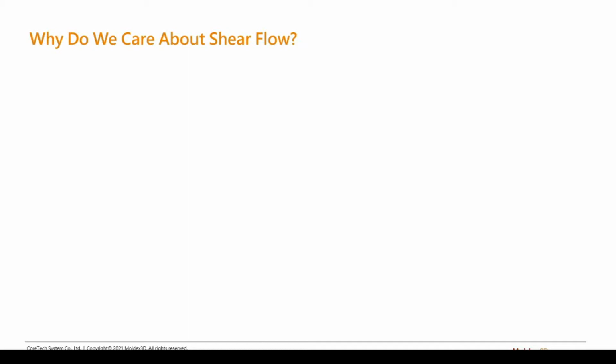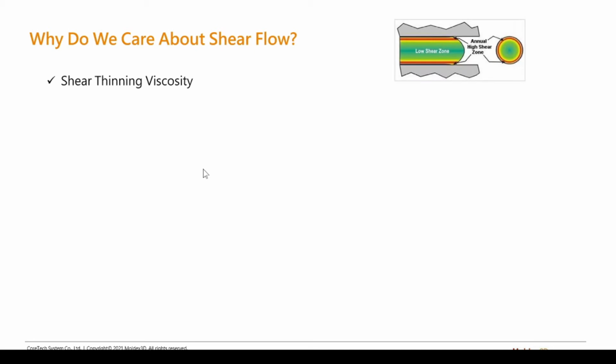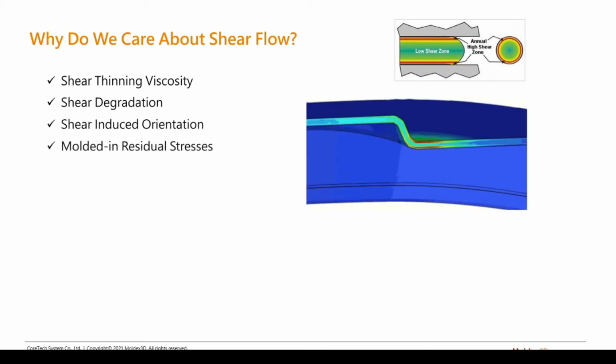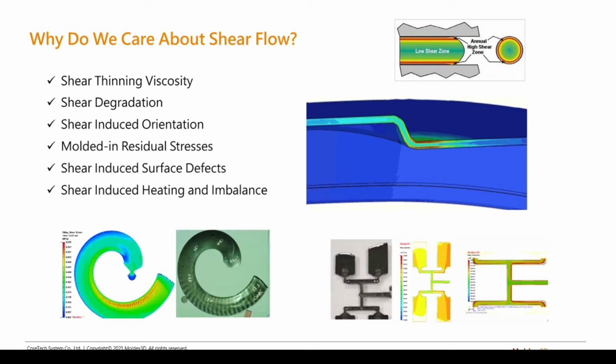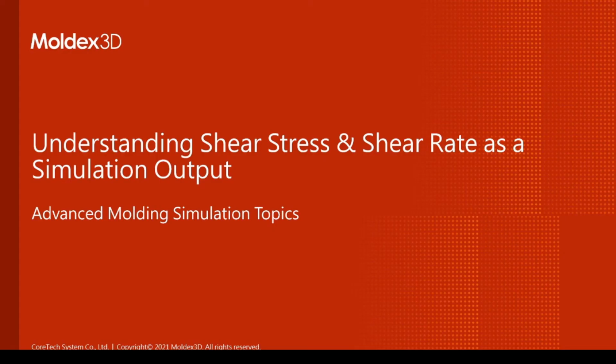Shear flow is a phenomenon that is the cause of a lot of headaches in the production cycle, including material degradation, molded-in residual stresses, service defects, shear imbalance, and many others. So what is shear? How does the flow of plastic create shear? Where is shear the most likely to cause issues? We're going to break all that down in today's advanced molding simulation topic for understanding shear stress and shear rate as a simulation output.